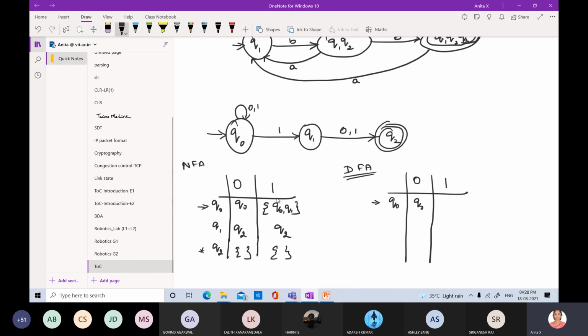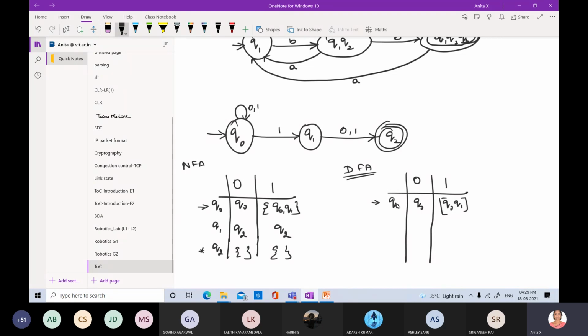Okay, take it. So for input symbol 1, I'm having transition to two different states. So what should I do? I should not have transition to two different states in the case of DFA. So I'll be introducing a new state. Let me call that new state Q0Q1. Please make a note, this is two different states, here this is a single state.